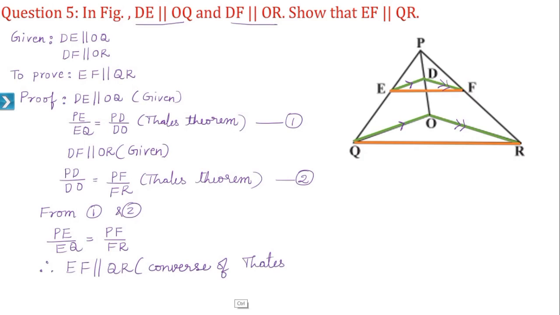If the line divides sides of the triangle in the same ratio, then the line is parallel to the third side. EF divides PQ and PR in the same ratio, so EF is parallel to QR. Hence proved. If the sides are divided in the same ratio, then the line is parallel to the third side.